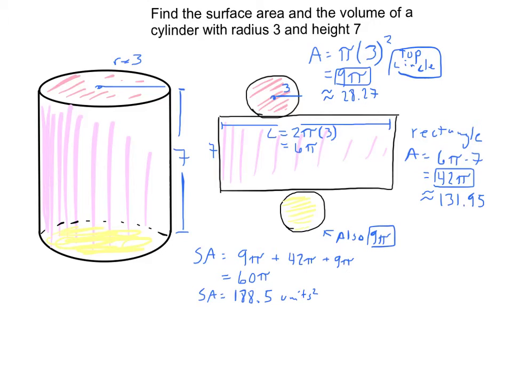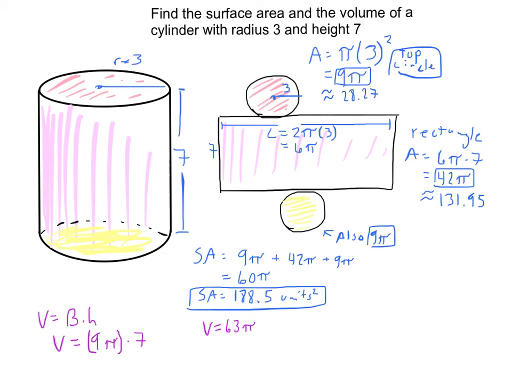Okay, next thing, volume. Volume, well, volume is always base times height. My base in this case is that circle, and I know that circle's area, it's 9 pi. I need to multiply that by the height of the shape, which is that 7. 9 times 7, 63, so 63 pi, and then convert that to a decimal. 197.92-ish units cubed.